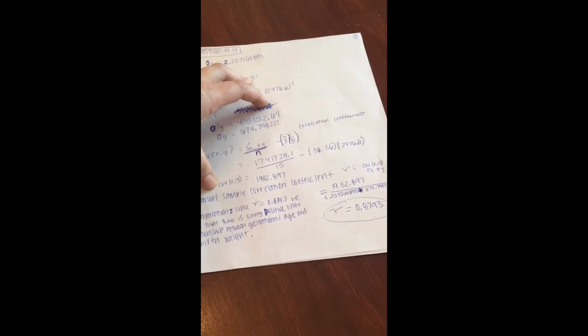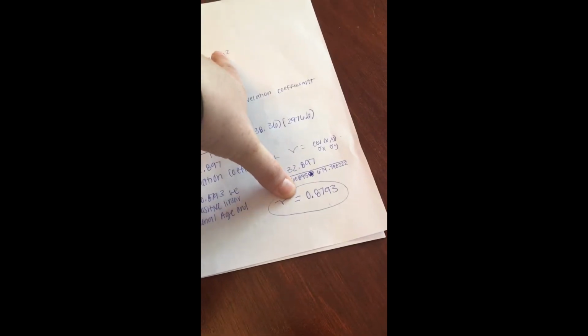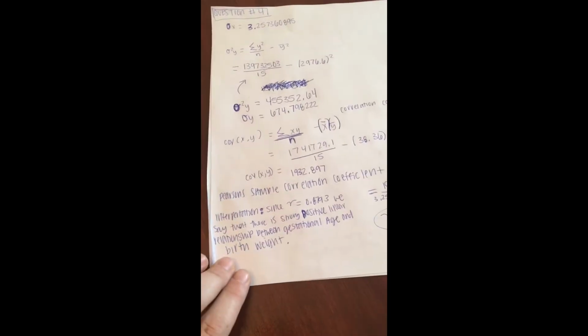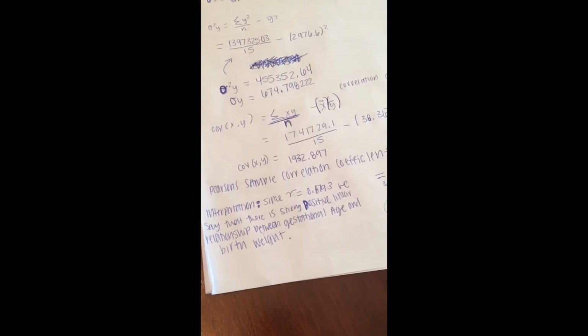We basically just punch it in like I was doing. So like I was saying, the correlation coefficient R is 0.8793. Since R is 0.8793, we say that there is a strong positive linear relationship between gestational age and birth weight, because it is greater than.